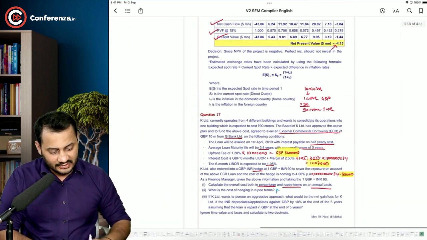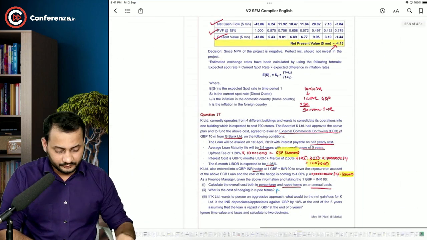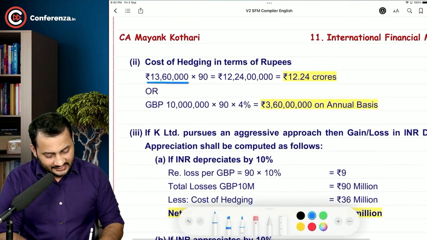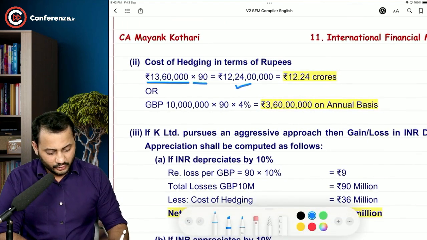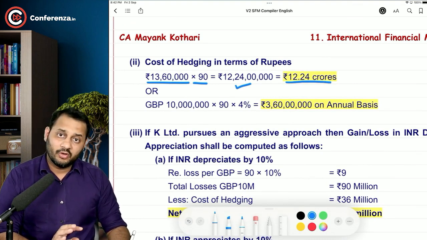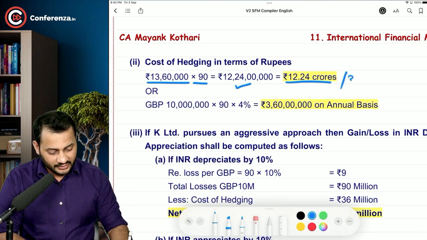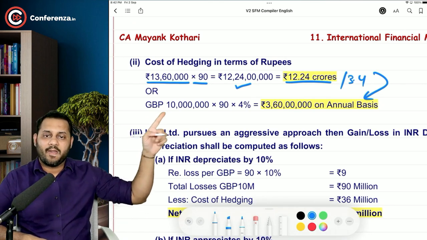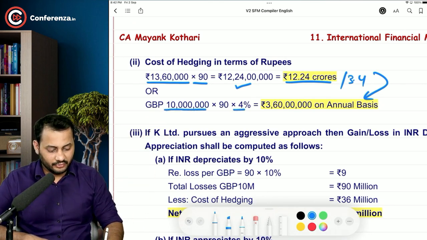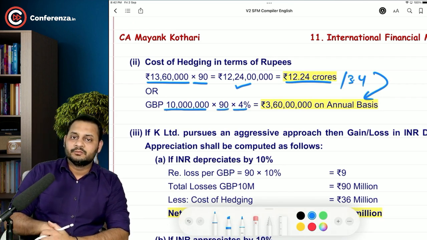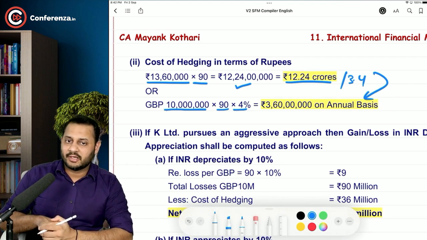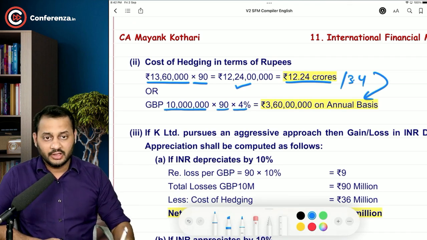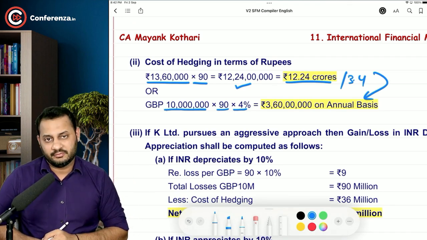So 13 lakh 60,000 multiplied by 90. I will show you again. See, 13 lakh 60,000 multiplied by 90. You will get the total 12 crore 24 lakh for all the years. But when you divide it by 3.4, you will get it on per annum basis. Or this is another way: 10 lakh multiplied by 4% multiplied by 90. Per annum, 4% is per annum, that's why. So in any way you can calculate, the answer will be the same. 12.24 crore is for 3.4 years, my friend.